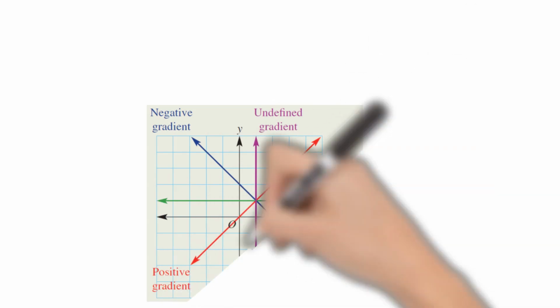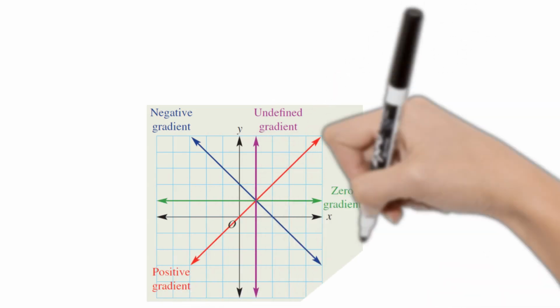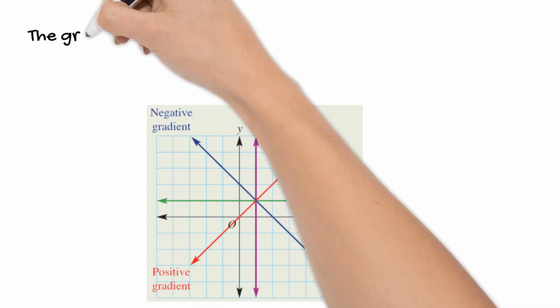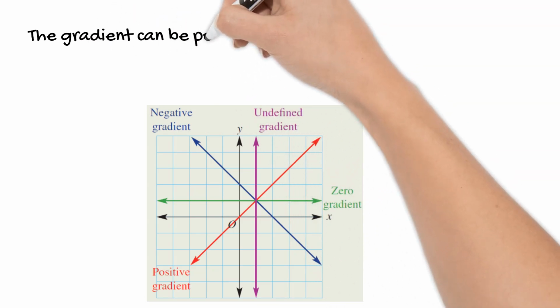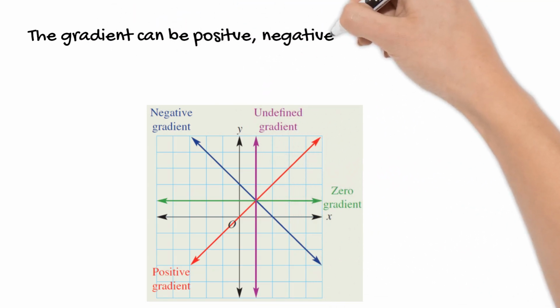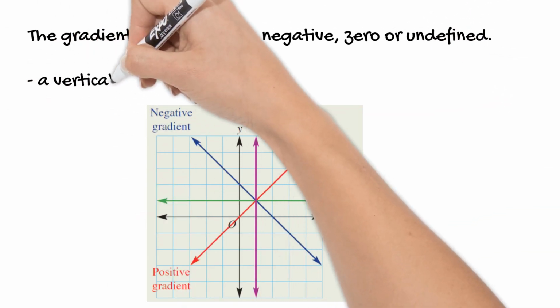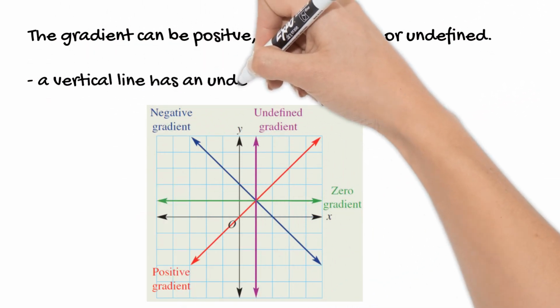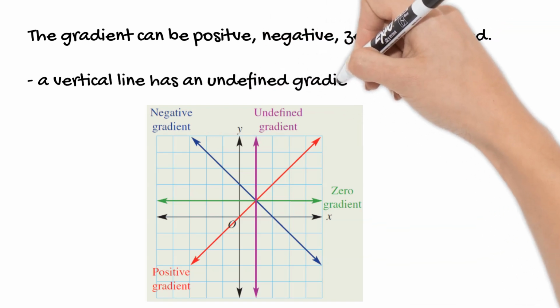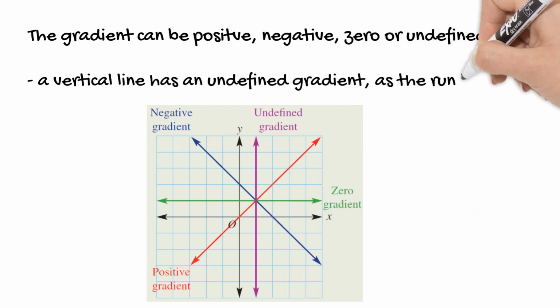Our gradient can be positive or negative, as mentioned before, but it can also have a value of 0, or it can actually be undefined. So the gradient of a line is undefined for a vertical line. Because the run of the line is 0, we can't actually divide by the run, so it has no gradient.